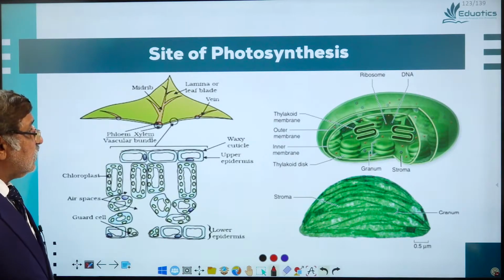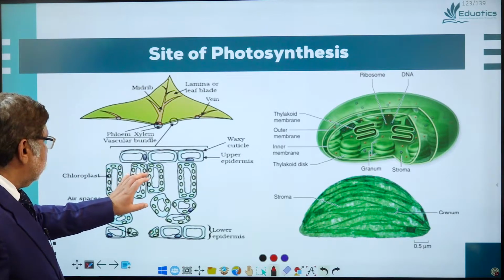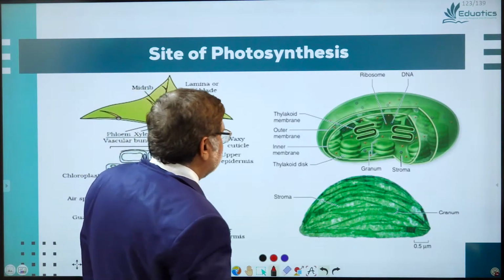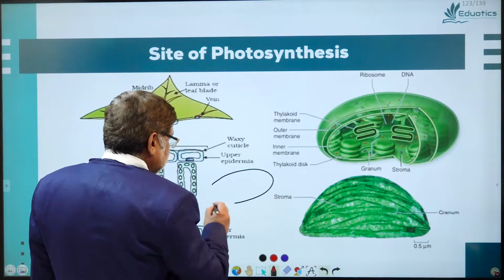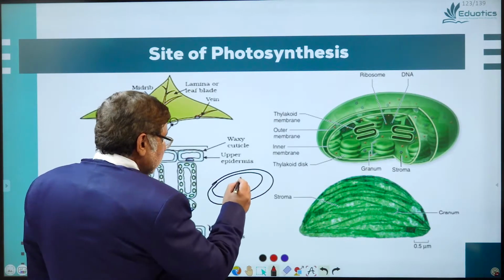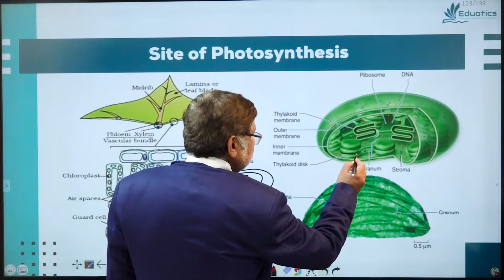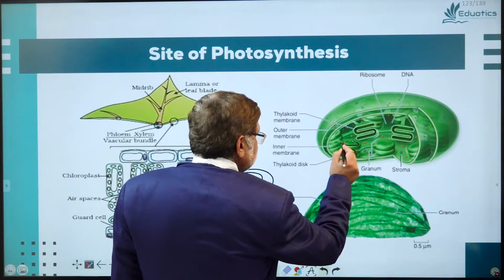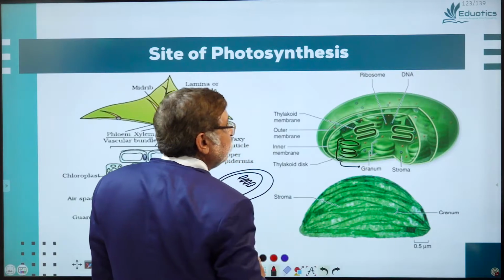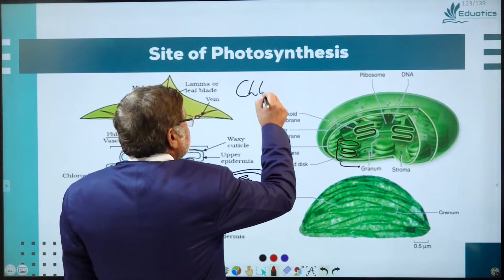Now let's look at the structure of chloroplast present in the leaf cells, palisade parenchyma. Chloroplast consists of a double layer structure with outer and inner membrane. Then there are stack-like structures known as thylakoids. Together they are known as granum. Plural is grana.